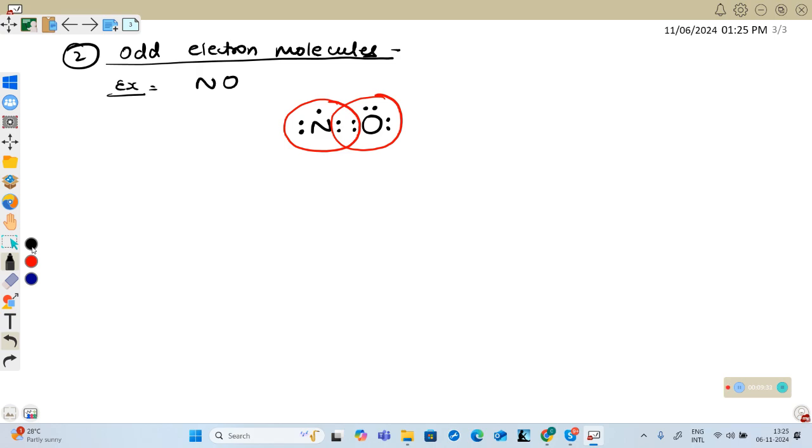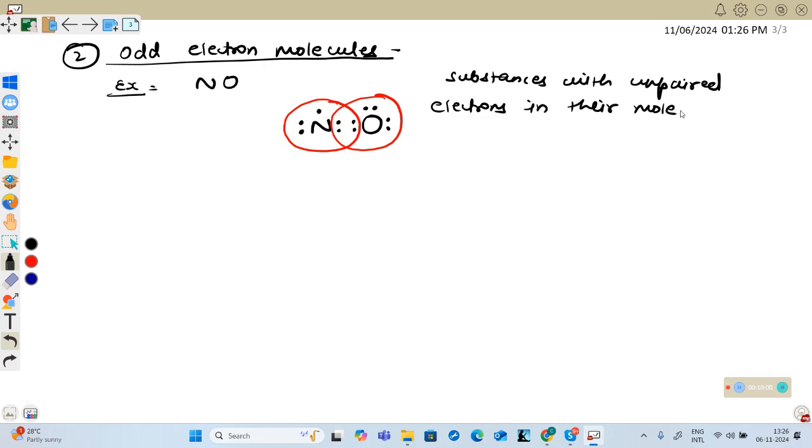Now, those substances which have unpaired electrons are paramagnetic in nature. We will have the same example in molecular orbital theory as well. So, substances with unpaired electrons in their molecules are paramagnetic in nature.